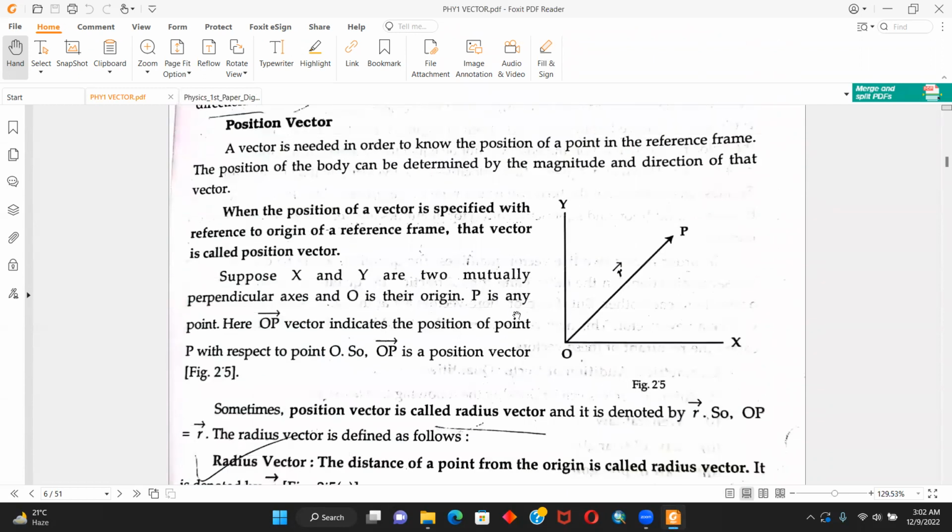Okay, position vectors. By the term, you can understand that from the position vector we will get the position of a vector from an origin. So when the position of a vector is specified with reference to the origin of a reference frame, what is the reference frame? Remember, what is the reference frame?